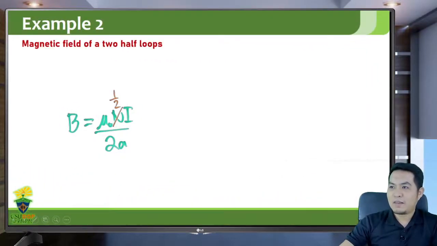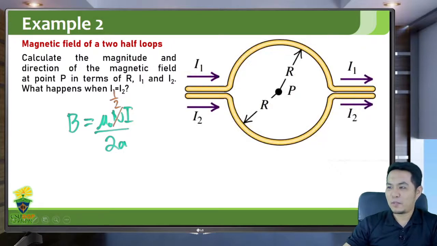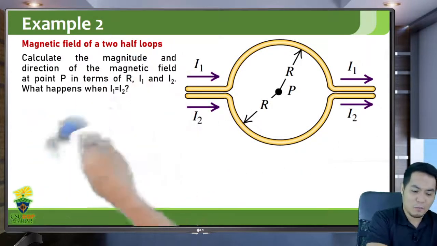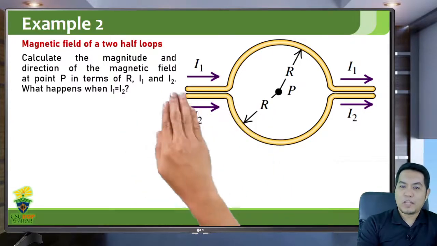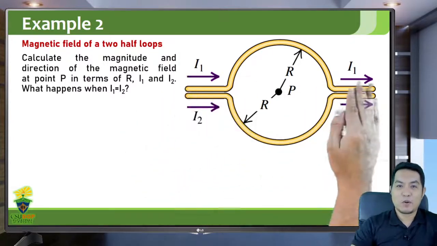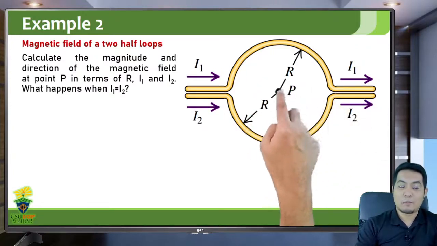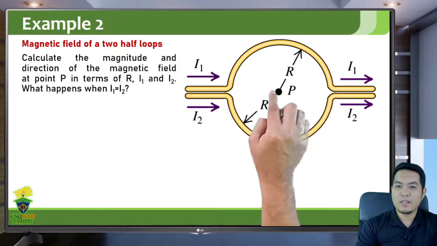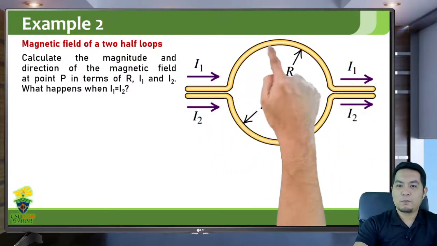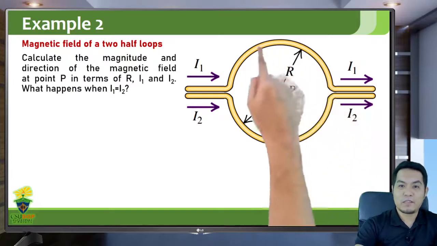Okay, let's have another example. Two half loops. This one is more interesting than the previous example. Calculate the magnitude and direction of the magnetic field at point P in terms of R, I1, and I2. And what happens when I1 is equal to I2? Take note, the straight segments will have no contribution at point P because they are parallel. The first half loop we have already solved in the previous example.